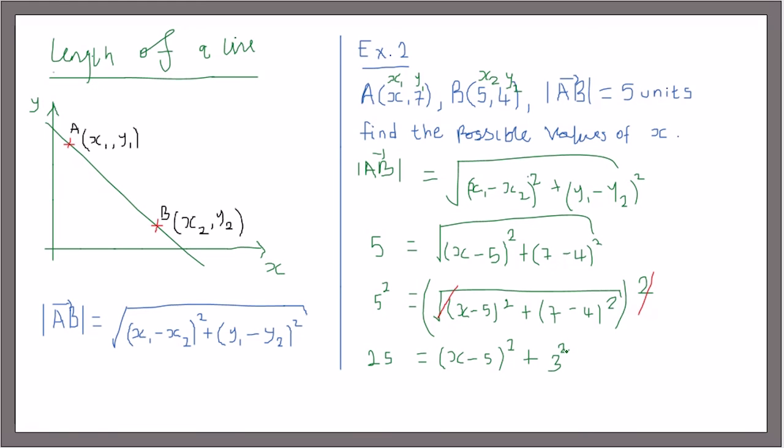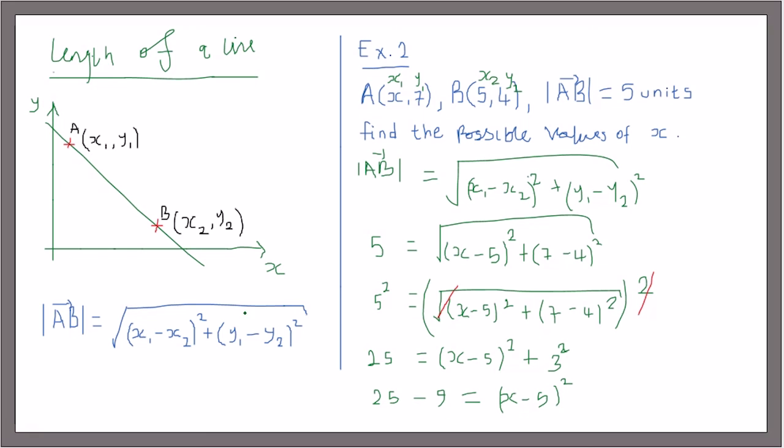I'm trying to have more steps, but please, you can always omit some of the steps, but for today I will do everything. So this is actually 25. I want to bring this side to the left hand side, so minus 3 squared, but 3 squared is 9, so minus 9 equals x minus 5 squared.